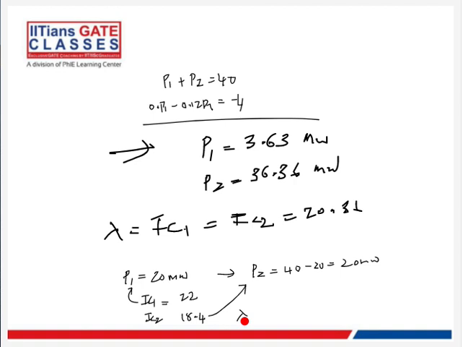That would be our lambda. So suppose we have three generators, P1, P2, P3, right? In this case, what we'll do is that if one generator is sitting low, then we will fix this at the maximum, and then we will do economic load dispatch again with the other two generators. Is that clear?